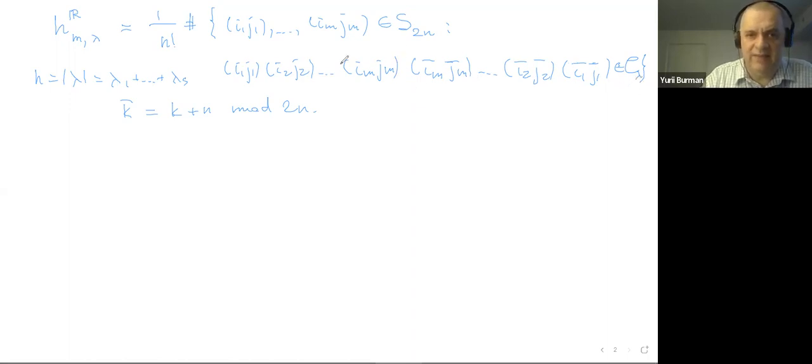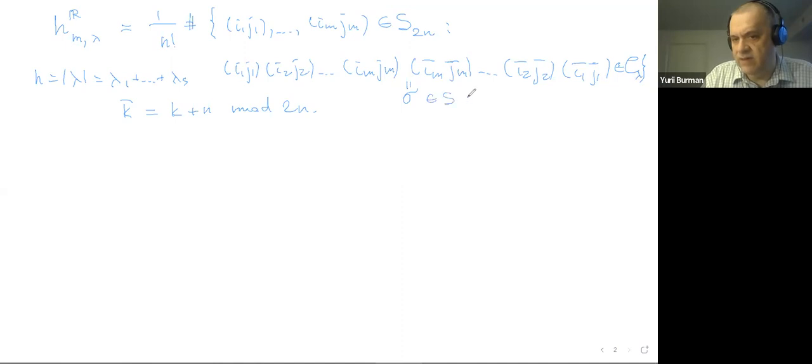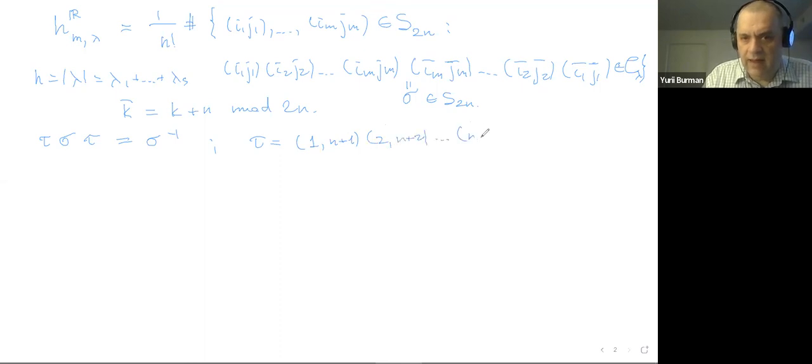For giving a definition of C lambda, let me say that a transposition given by this definition is a permutation in S2n. This permutation sigma has the following property. If I take a permutation and conjugate it by some element tau, then the result will be its inverse, where tau now is the following involution playing an important role in what follows. It's the involution 1, n plus 1, 2, n plus 2, and so on, n, 2n. It's an involution without fixed points, or in our previous notation, it's 1, 1 bar, 2, 2 bar, and so on, n, n bar.